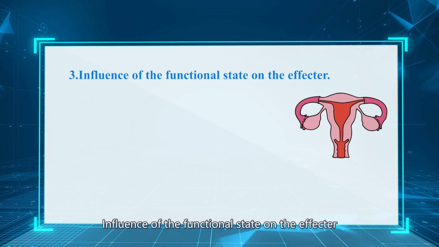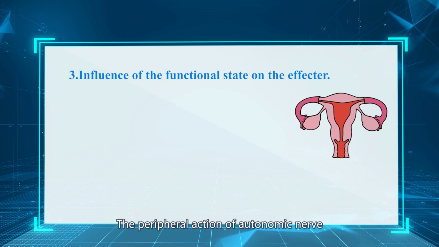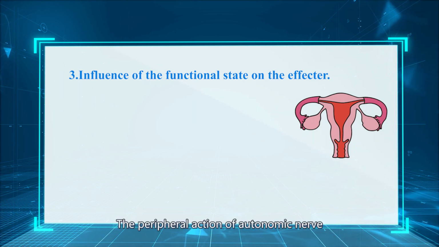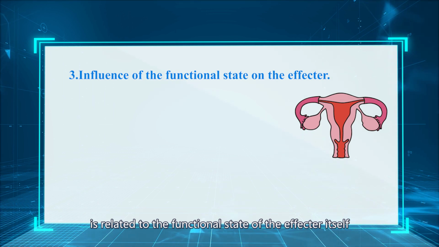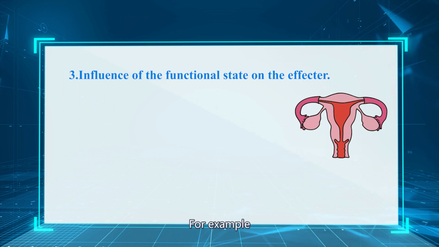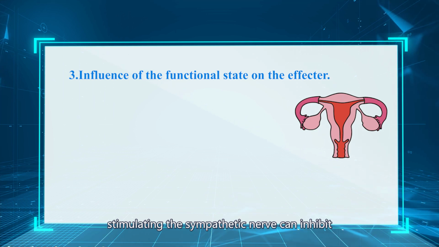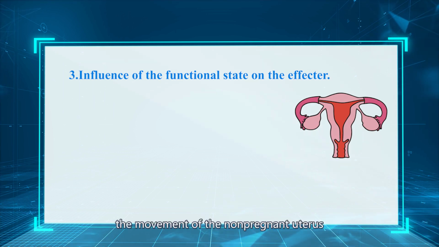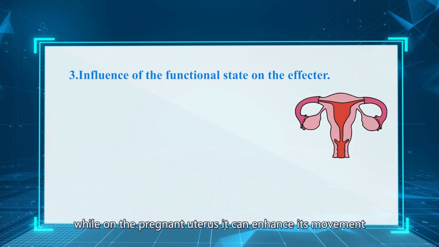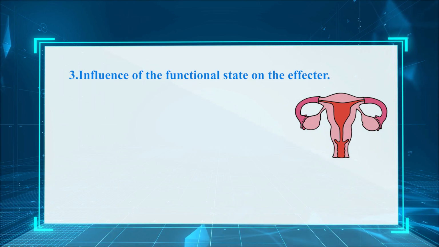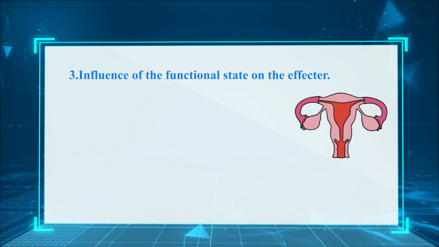3. Influence of the functional state of the effector. The peripheral action of the autonomic nerve is related to the functional state of the effector itself. For example, stimulating the sympathetic nerve can inhibit the movements of the non-pregnant uterus, while on the pregnant uterus it can enhance its movements. That is because receptor expression is different.